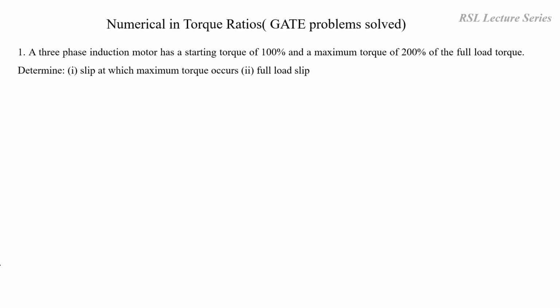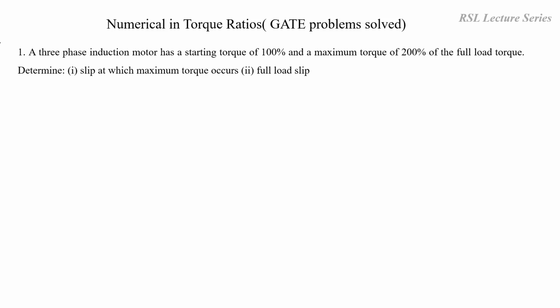Hello everyone. In this lecture we are going to discuss the numerical and torque ratio and some simple problems we are going to solve from the GATE question papers. So the first one is: a three-phase induction motor has a starting torque of 100% and a maximum torque of 200% of the full load torque. Determine, first, the slip at which the maximum torque occurs, and second, the full load slip.